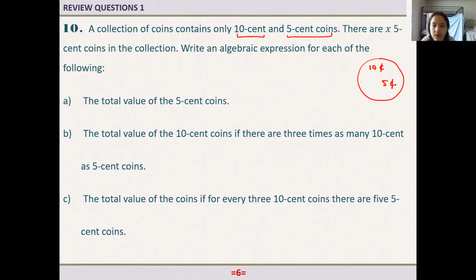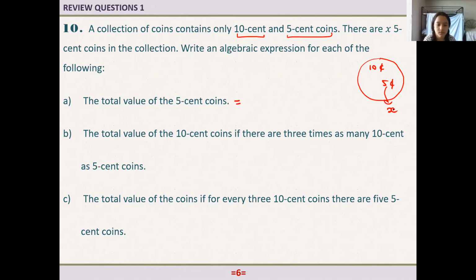But what we know here is all the coins in this box are 10-cent or 5-cent coins. Now it says that there are X 5-cent coins in the collection. Okay, now we know this information. How many 5-cent coins do we have? We have X. And write an algebra expression for each of the following. The total value of the 5-cent coins.